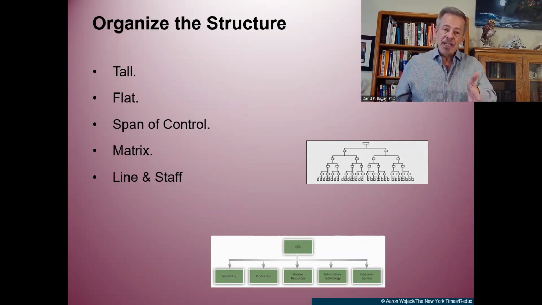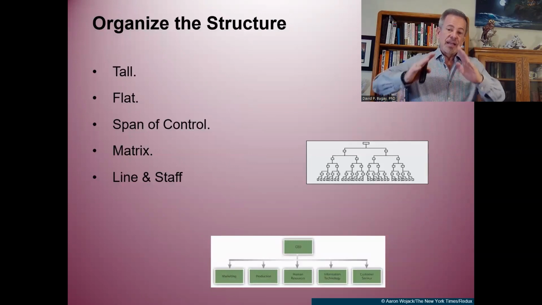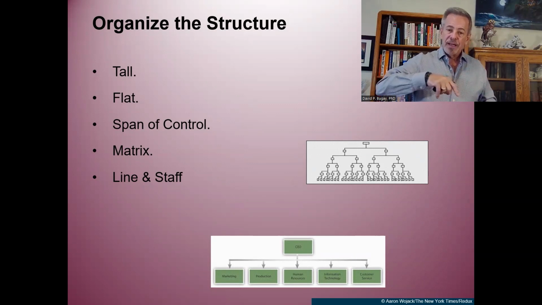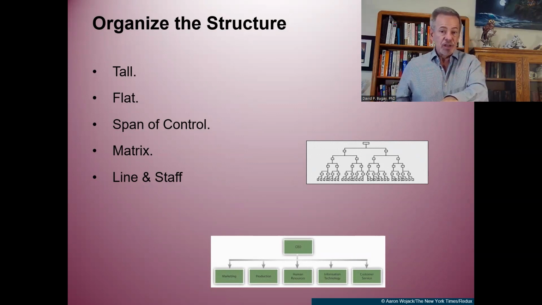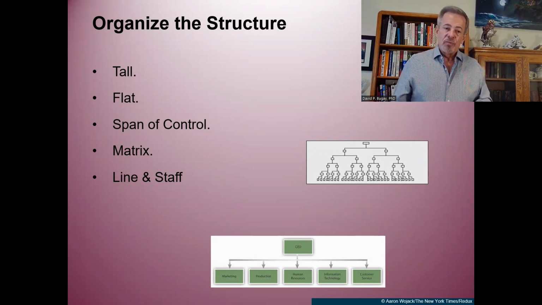So in this section, you need to know what a tall organization is, which means there's a lot of supervisors in the process. And you see that over here in the graph in the black and white. You need to know what a flat organization is, which you see over here in the bottom in the green. You'll have a span of control, which means how many employees a supervisor has. Know what a matrix organization is, and know also what line and staff mean.